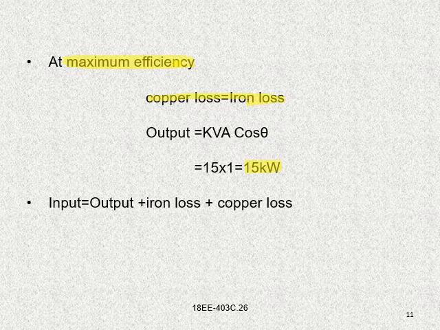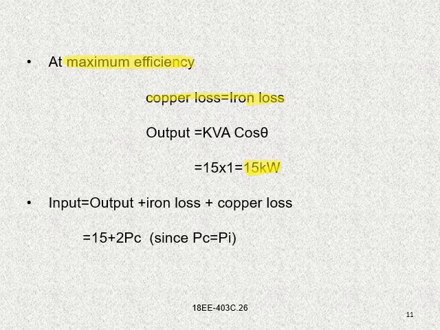Now the input is equal to output plus iron losses plus copper loss. We have the output of 15 kW. Since the iron loss and copper loss are same at maximum efficiency, it is double the losses, 2 Pc. Pc is copper loss, Pi is iron loss. Both are same, so it is 2 Pc. So the input is equal to 15 plus 2 Pc.